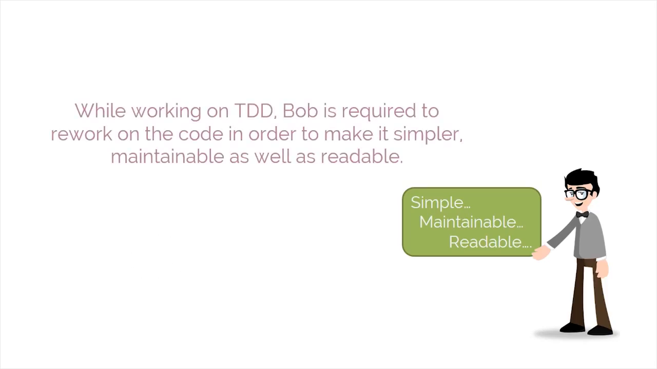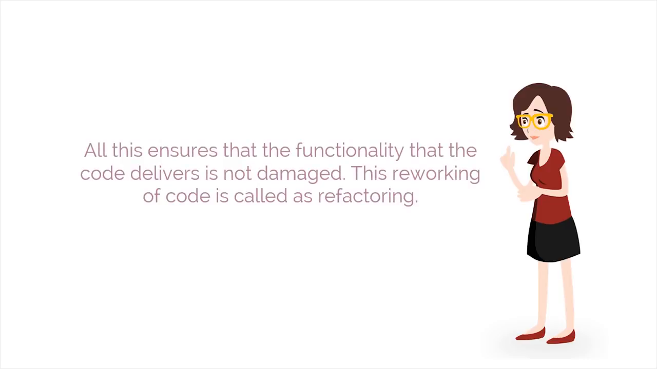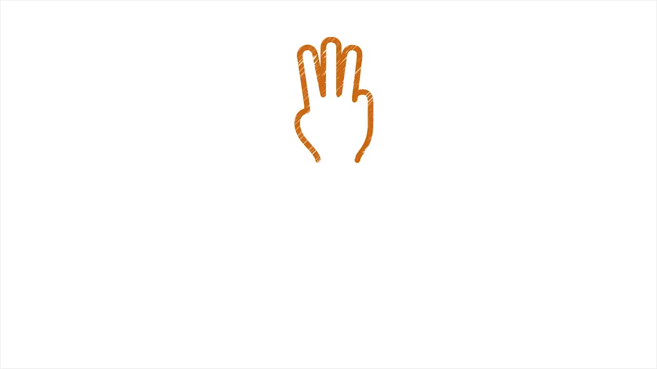While working on TDD, Bob is required to rework the code in order to make it simpler and maintainable, as well as readable. All this ensures that the functionality that the code delivers is not damaged. This reworking of code is called refactoring. Refactoring happens in minutes, not in hours or days. Let's go back to our example now.